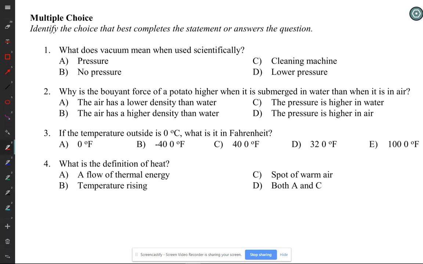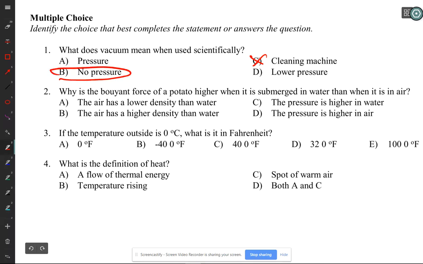So number one, what does vacuum mean when used scientifically? So when used scientifically, you know it's not going to be a cleaning machine, right? So which one of these is vacuum? No pressure. No pressure, right?